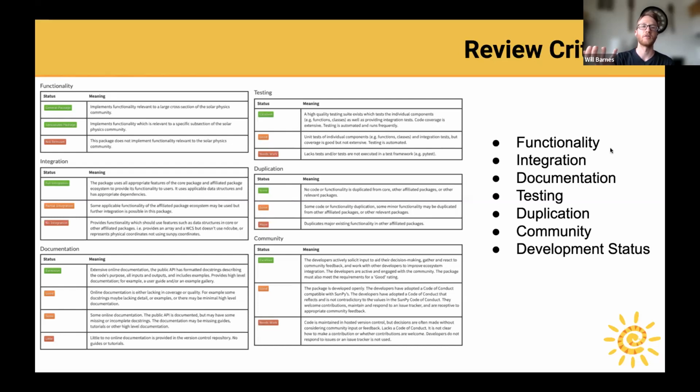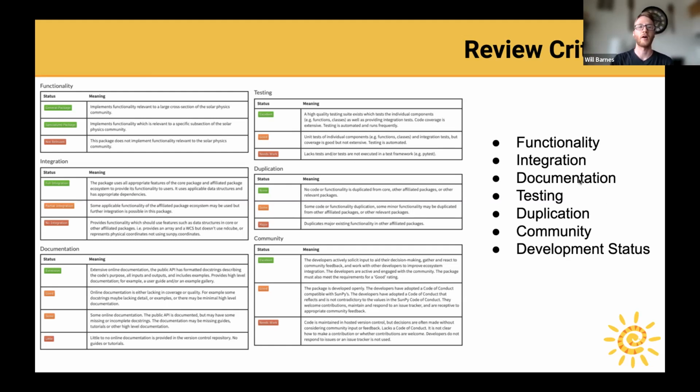So functionality is just, are they doing something that's relevant to a large cross section of solar physics? Are they implementing something that's specific to some subset of the solar community, or is this package not relevant to solar physics at all, right? In this case, the general or specialized label, we don't say one is better than the other. This is just to give information to users on how general this package is supposed to be.